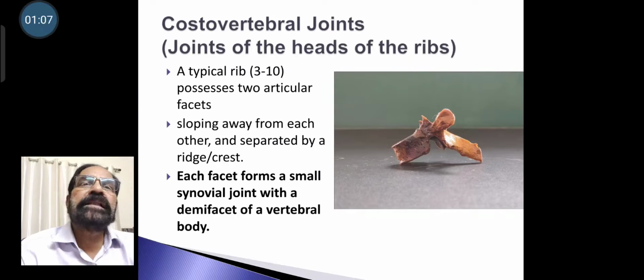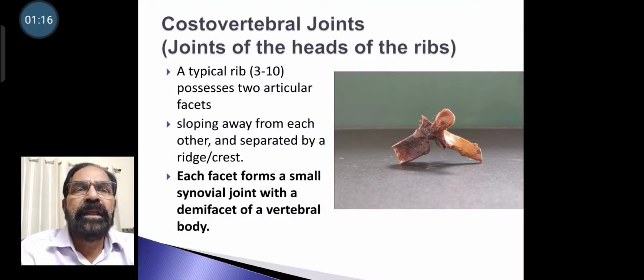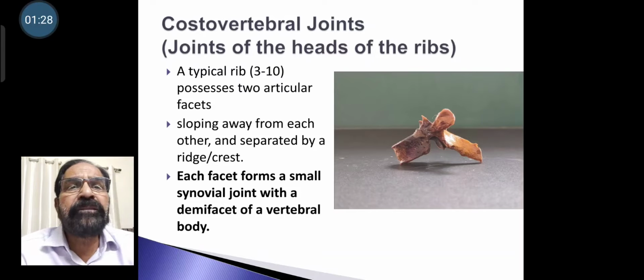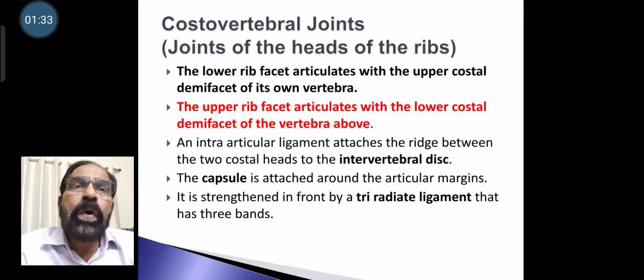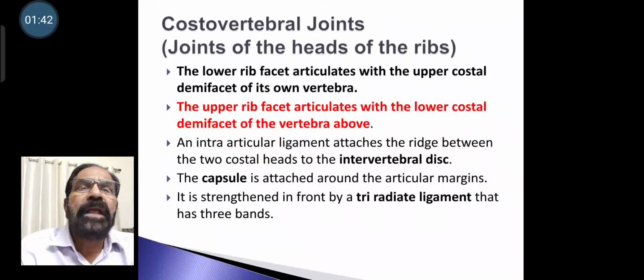Costovertebral joints of the heads of the ribs. A typical rib, that is 3 to 10, possesses two articular facets, sloping away from each other and separated by a ridge or the crest of the head of the rib. Each facet forms a small synovial joint with a demifacet of the vertebral body. The upper facet articulates with the lower costal demifacet of its own vertebra.